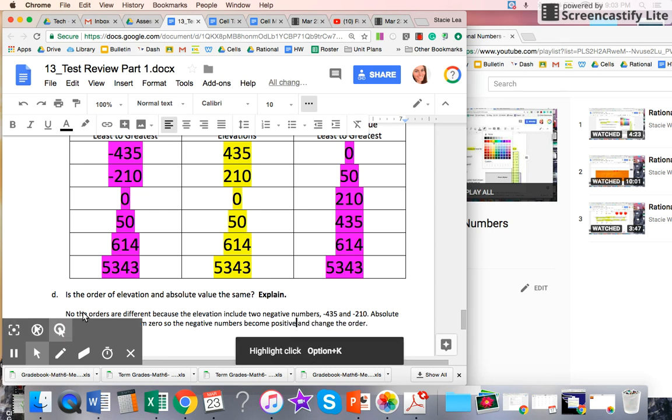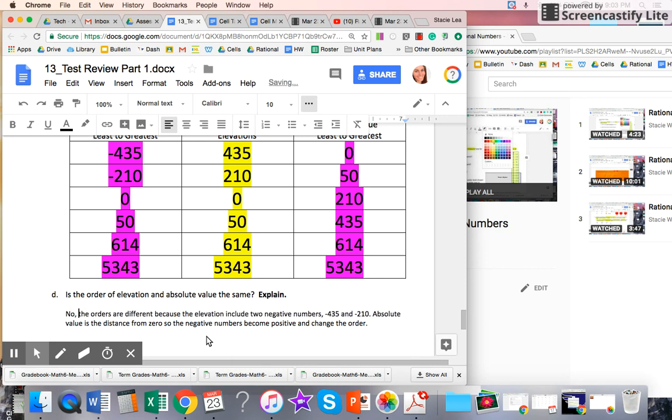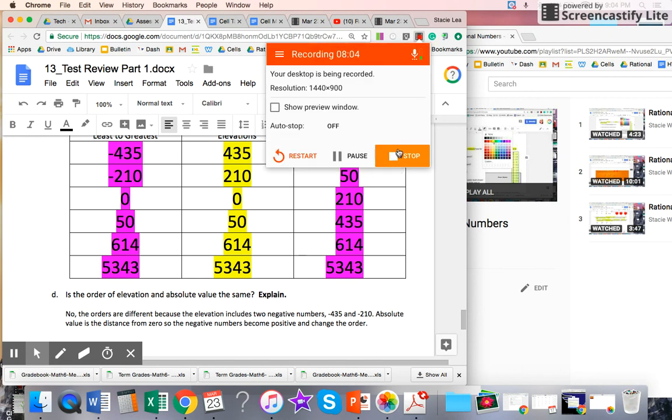Okay, so no, the order is different because the elevation includes 2 negative numbers, negative 435 and negative 210. Absolute value is the distance from 0, so the negative numbers become positive and change the order. Okay, I've used numbers to support my answer. I think I'm done. I pray I'm done.